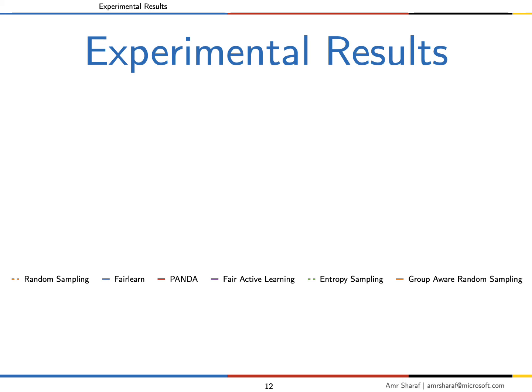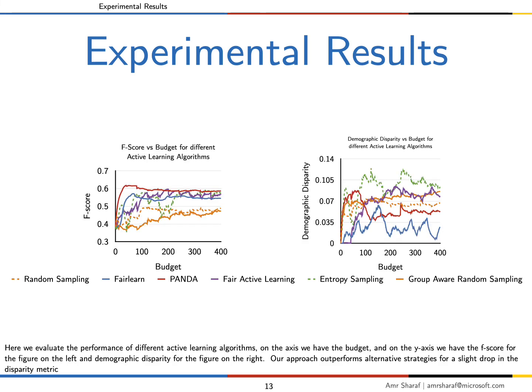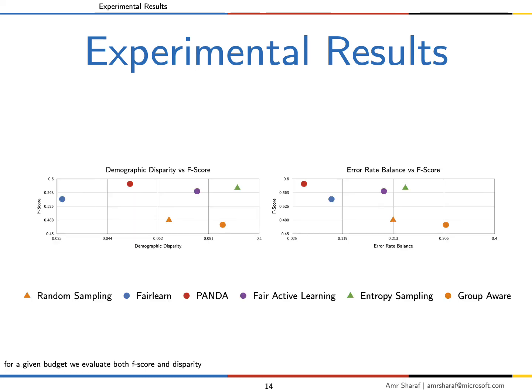We compare our proposed approach against alternative strategies for active learning, where here we evaluate the performance against alternative algorithms. The x-axis represents the learning budget, and the y-axis for the figure on the left represents the F-score, and for the figure on the right represents the demographic disparity. And our approach outperforms alternative strategies in this setting.